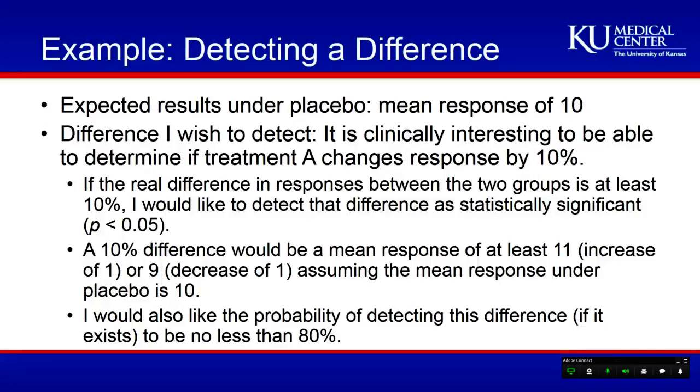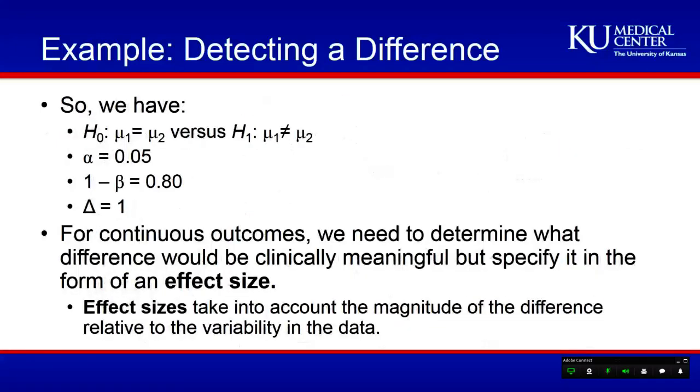And again, we have a discussion about how powerful this test needs to be. What do I want the chances of finding this difference to be? 80%, is that adequate? Does it need to be 90%? 95%? So again, determining what the minimum value of power needs to be will then help set the sample size.